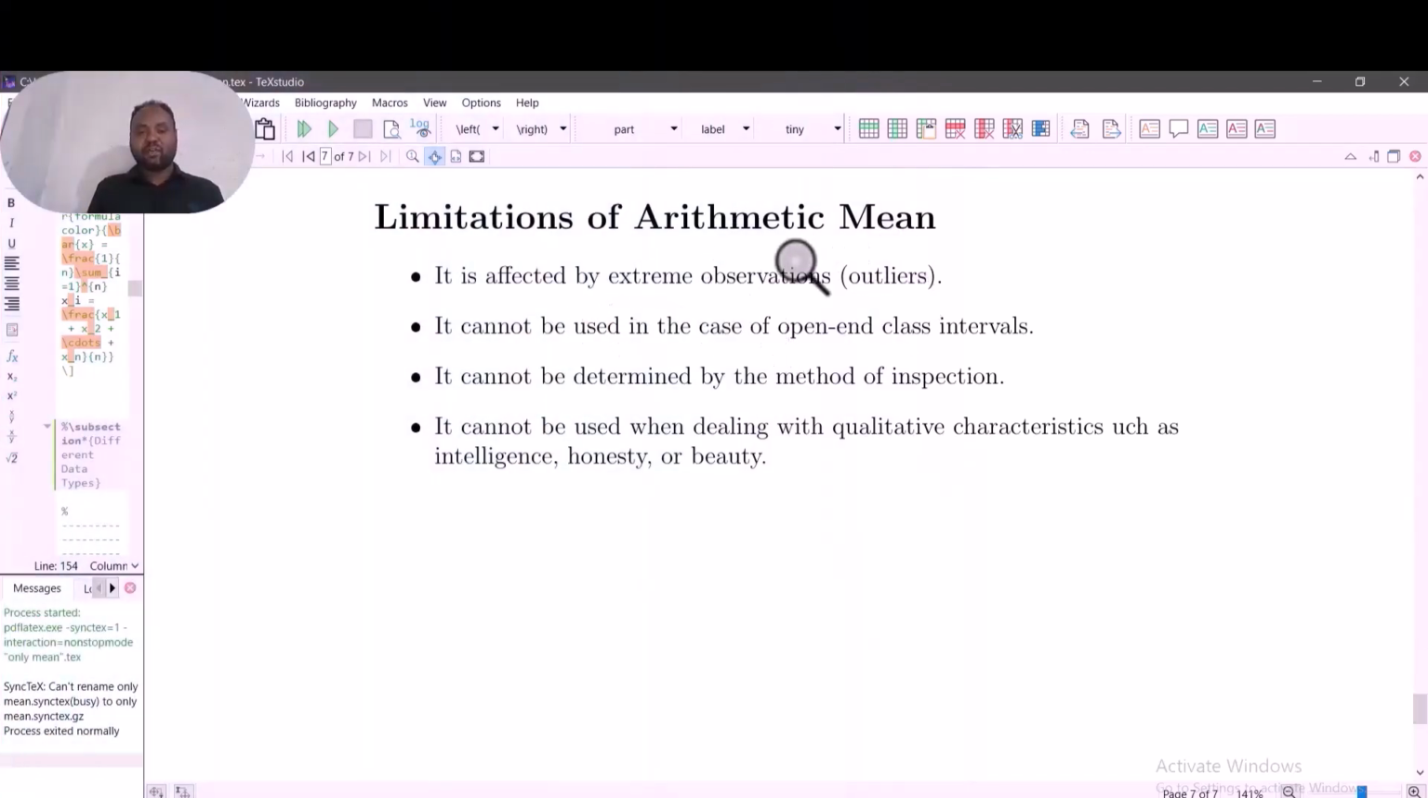Given those advantages, the limitations of the arithmetic mean are given below. The arithmetic mean is highly affected by outliers or extreme observations. It cannot be used in the case of open-ended class intervals. It cannot be determined by the method of inspection, and it cannot be used when dealing with qualitative characteristics.